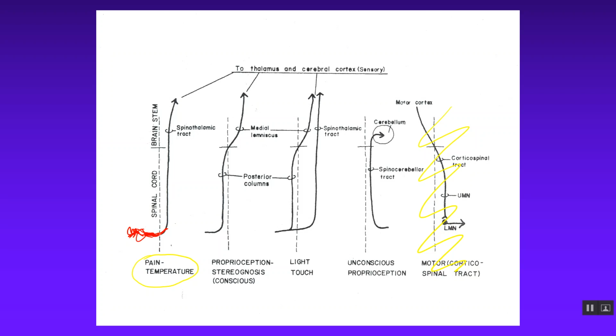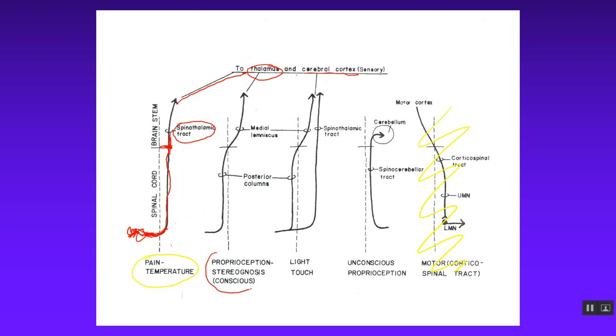And where does it cross? In the spinal cord, pretty close to where it comes in. Goes up the opposite side of the spinal cord. Goes into the brainstem. In the brainstem, this is the spinothalamic tract. However, in the brainstem, it's actually called the spinal lemniscus, but we'll get to that when we get to that. This goes to the thalamus, which eventually goes to the cortex. Okay, so thalamus and cerebral cortex. That's the pain and temperature pathway.